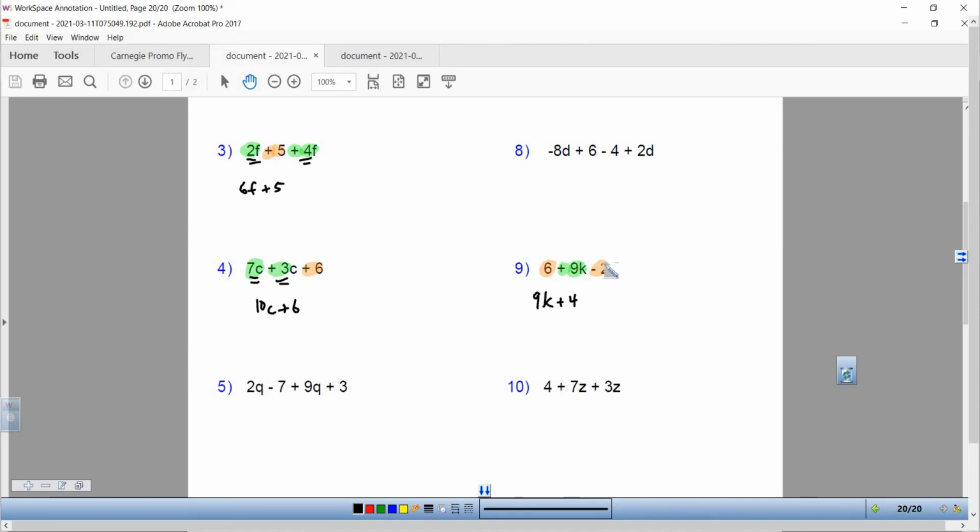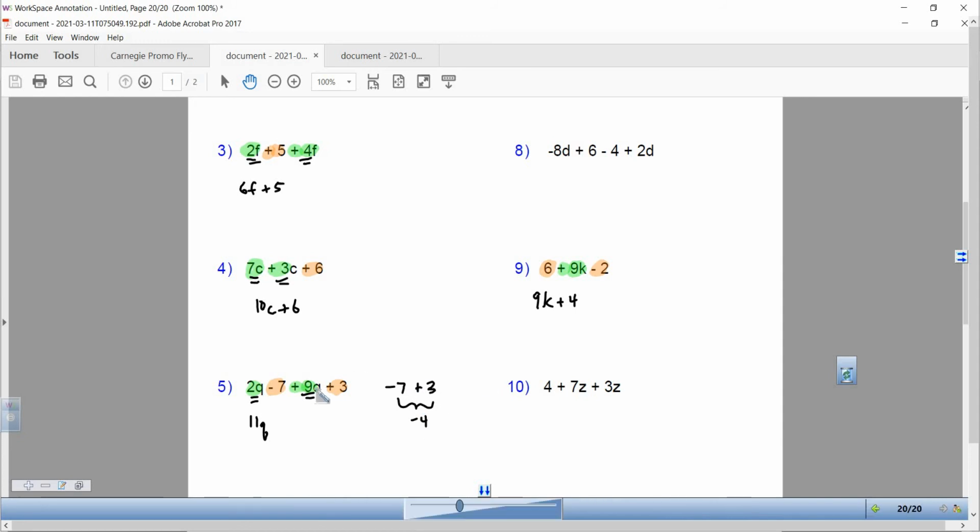Okay, why don't we do this one right here, number 5. I've got 2q here, and then I've got 9q with the plus there. And then here I've got a minus 7 and a plus 3. If I combine these like terms, 2q plus 9q gives me 11q. Again, everything there was positive. And then I've got a minus 7. Remember, subtracting 7 is the same as adding a negative 7. So I'm going to think of this as negative 7 plus 3. And negative 7 plus 3 gives me a negative 4.